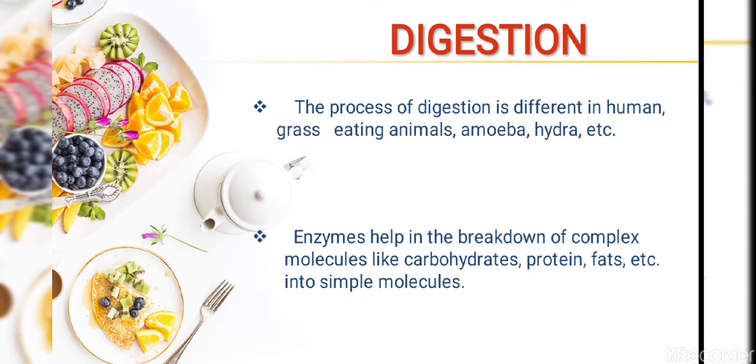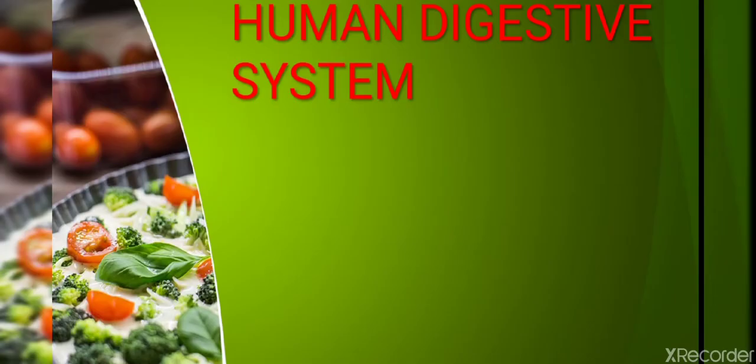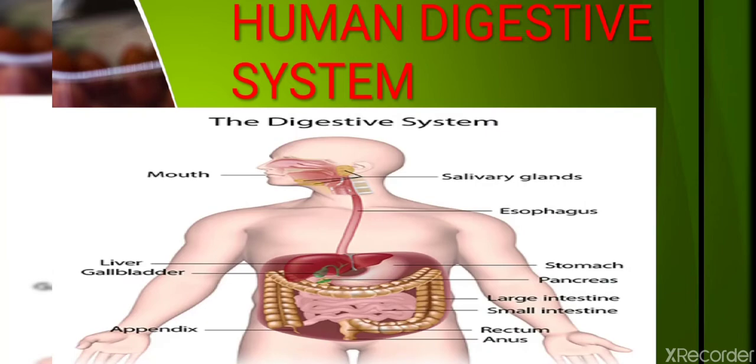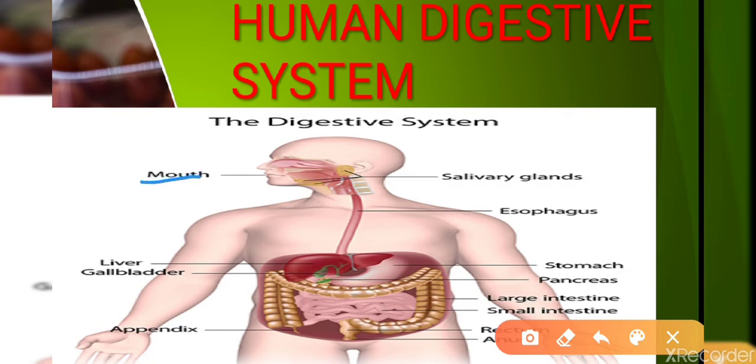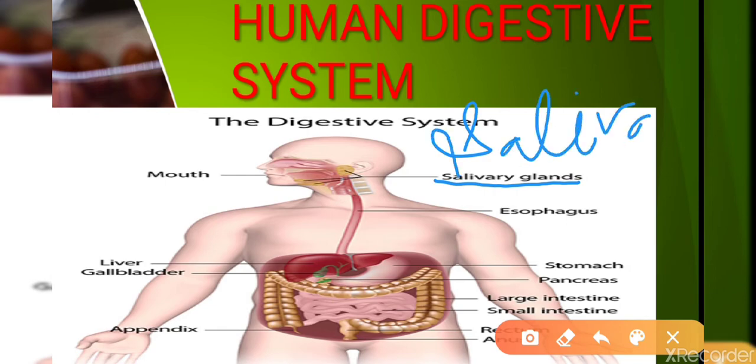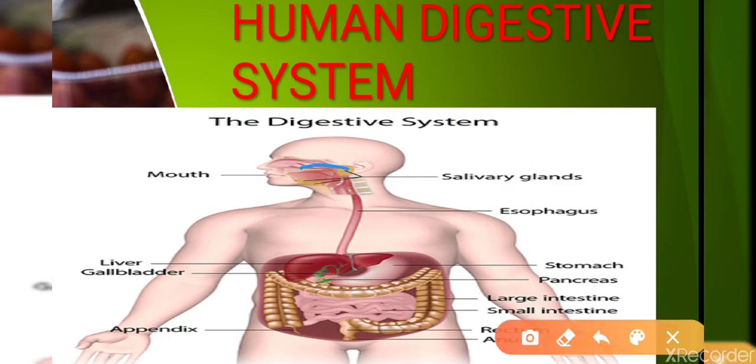So let us start with the human beings first, and here is the human digestive system. Human digestive system comprises various organs starting from the mouth. In the mouth we ingest the food. In the mouth region some glands are present known as salivary glands. These glands secrete saliva. From the mouth, the food reaches the stomach with the help of a tubular structure known as the esophagus.